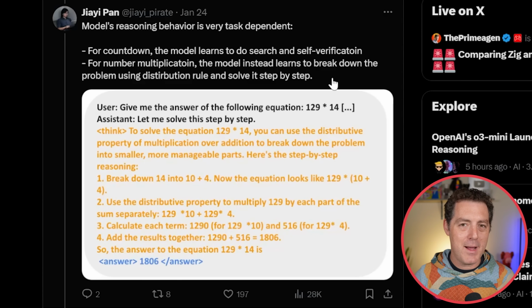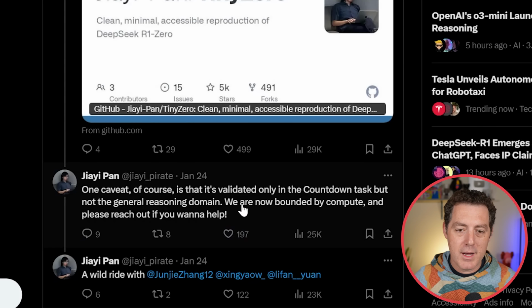That's why I go back to, what if the future is really, really small models doing all of this reinforcement learning, test time compute, test time training at inference time. It's so cool to think about. We're going to have hundreds, thousands, millions of these tiny models that can just be hyper-tuned to very specific scenarios. Now, a caveat he leaves at the end. This is only validated on the countdown task and not general reasoning. We are bounded by compute.